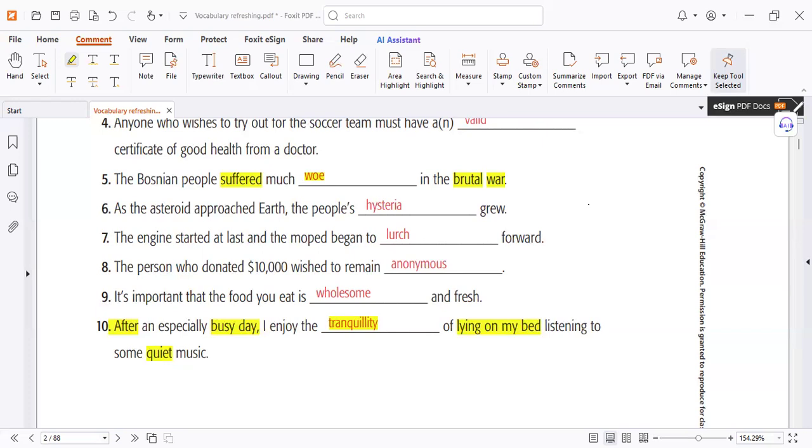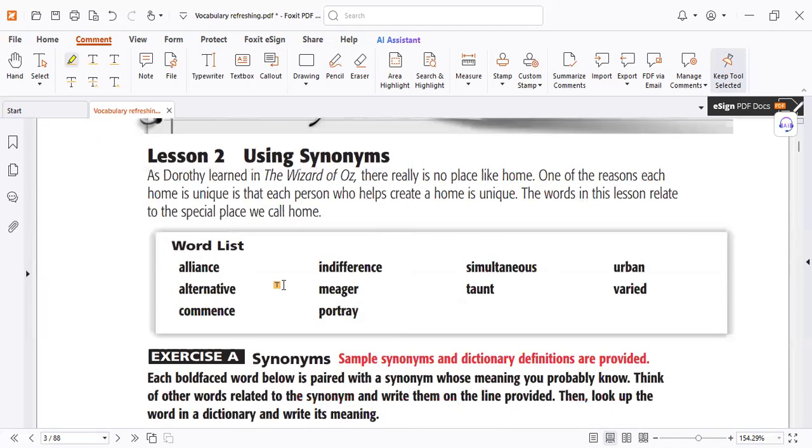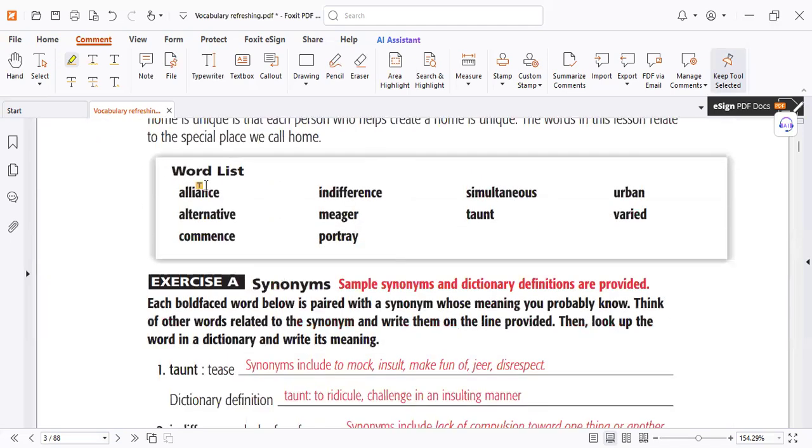So that is brilliant. Now let's go together to study the next lesson. Try to find any way about alliance. What could help you to memorize?